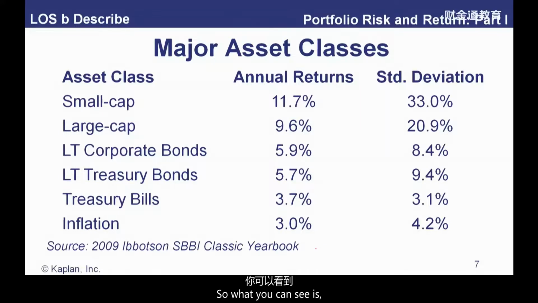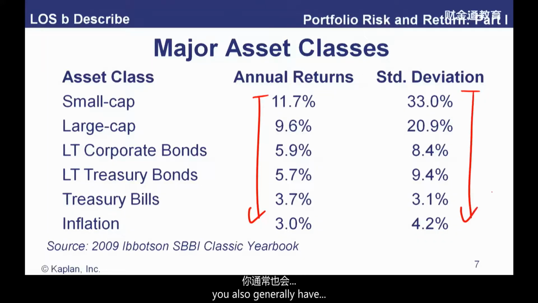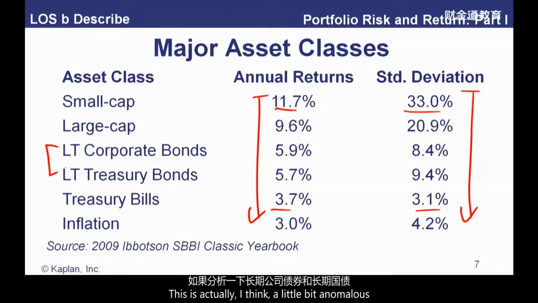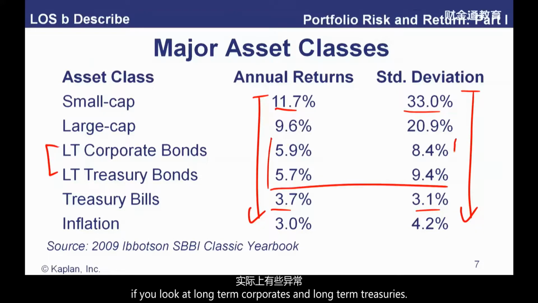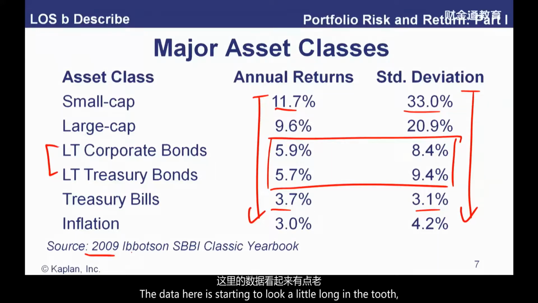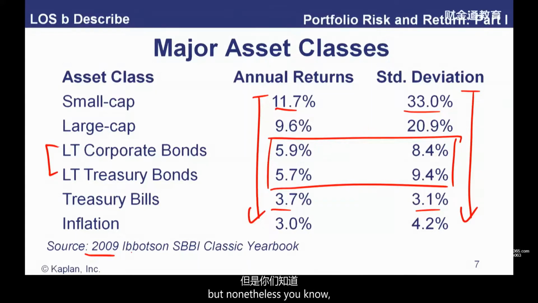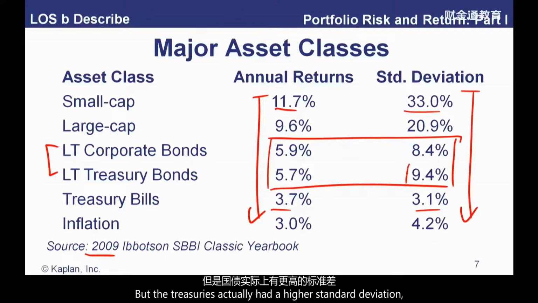So what you can see is, generally speaking, you've got high returns up here, right? And it goes down to lower returns as you go down the list. And you're going to see that if you have high returns, you generally have more risk with that, right? So high return, high risk, low return, low risk. Generally speaking, this is actually, I think, a little bit anomalous. If you look at long-term corporates and long-term treasuries, the data here is starting to look a little long in the tooth, but nonetheless, you can see that corporate bonds outperform treasuries, which we would expect, but the treasuries actually had a higher standard deviation, long-term treasuries.